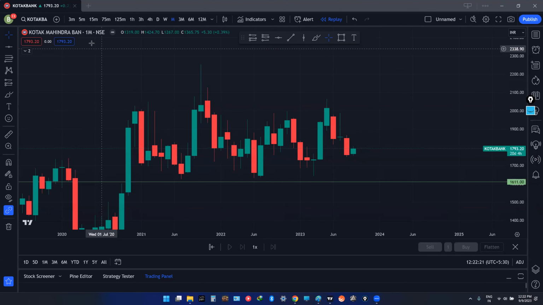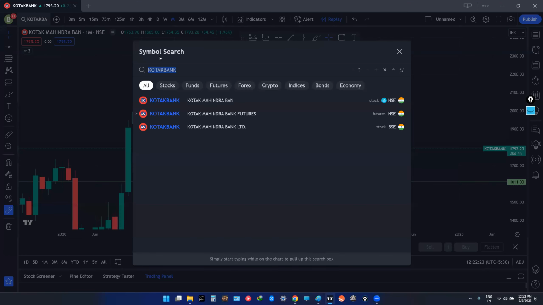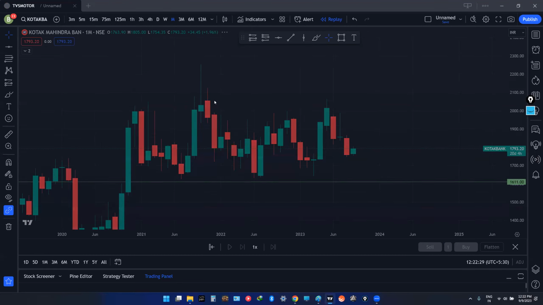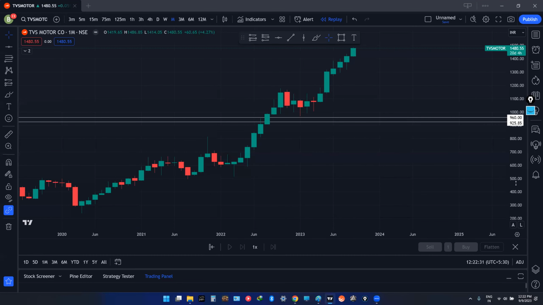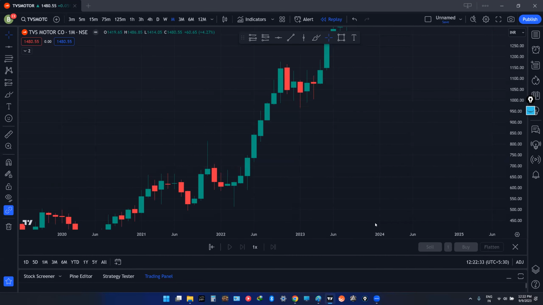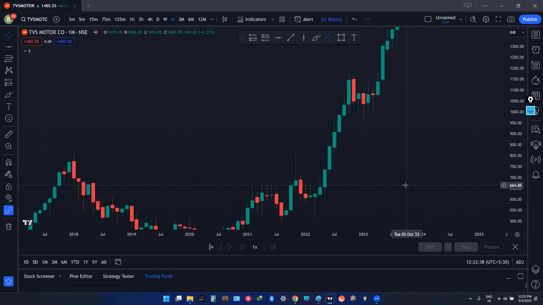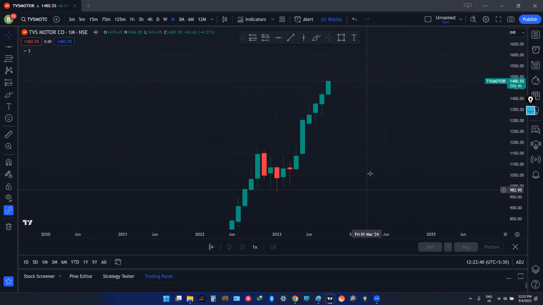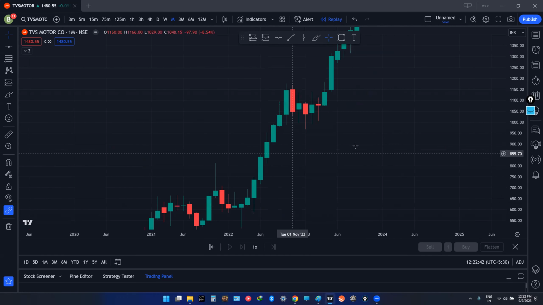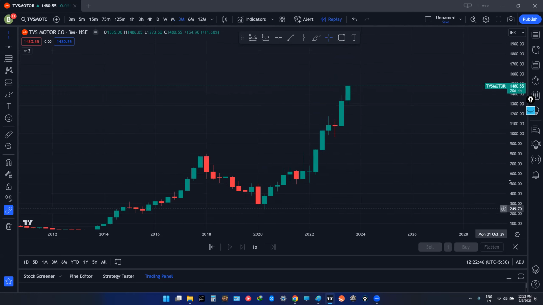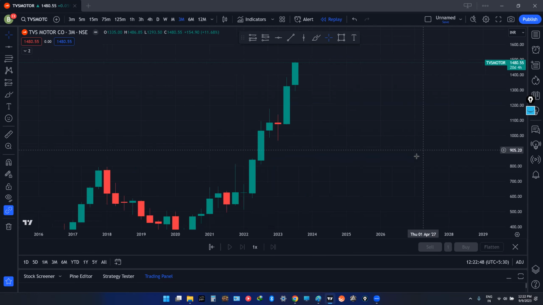So everywhere or in any stock you go, be it banking stock or be it auto, anywhere, suppose let me open, say TVS Motor. Let me remove these drawings. And if we try to find the same structure somewhere, let me see if I can get something here. Cannot see. Let me go down to maybe quarterly. Okay, so in quarterly, if I try to see, here I can see something.